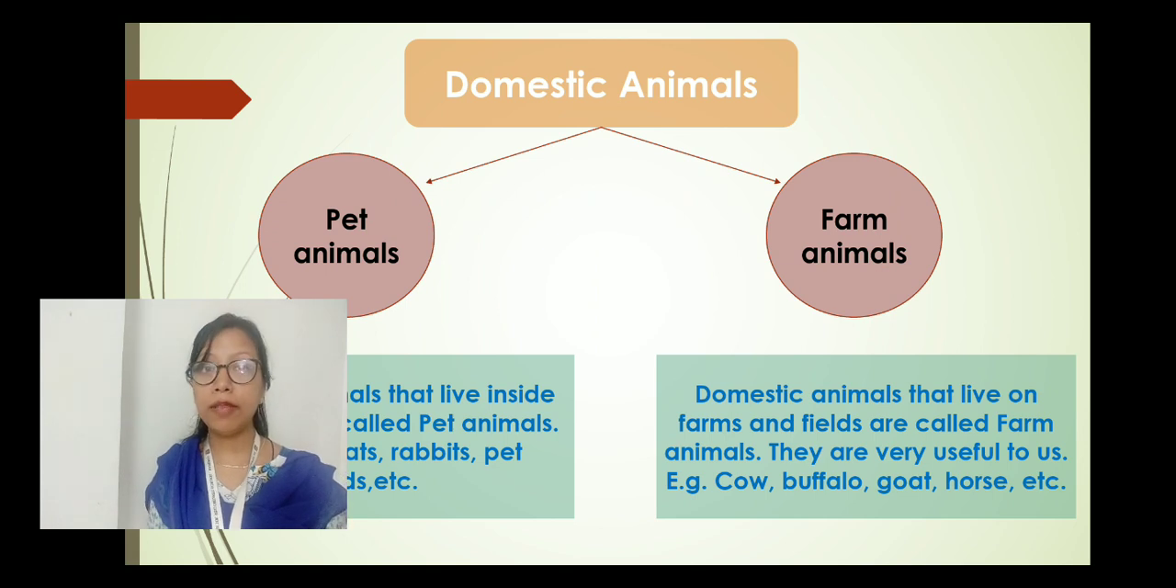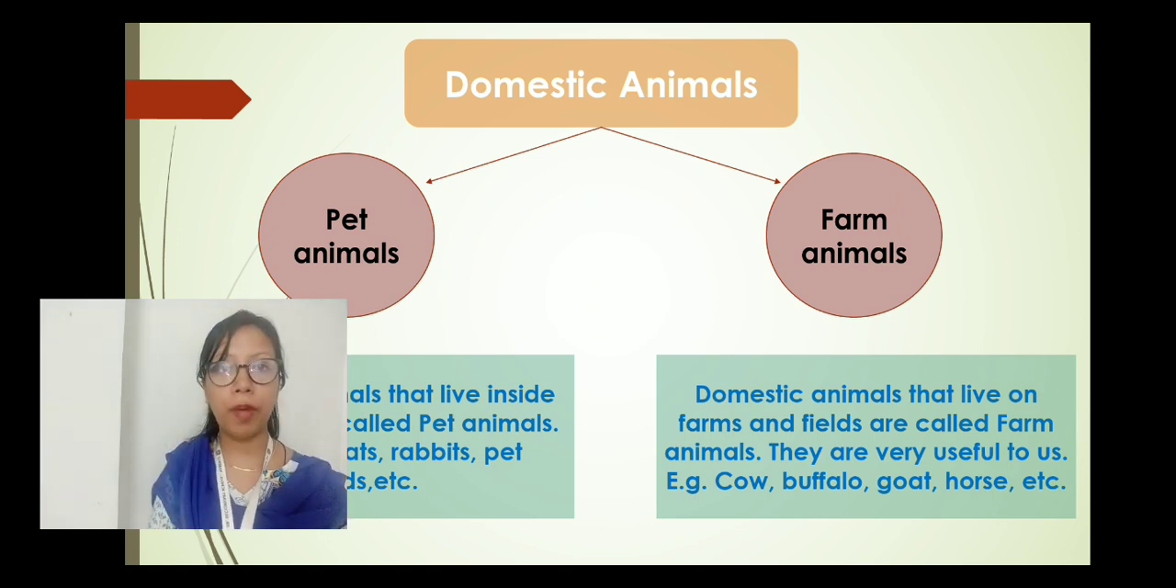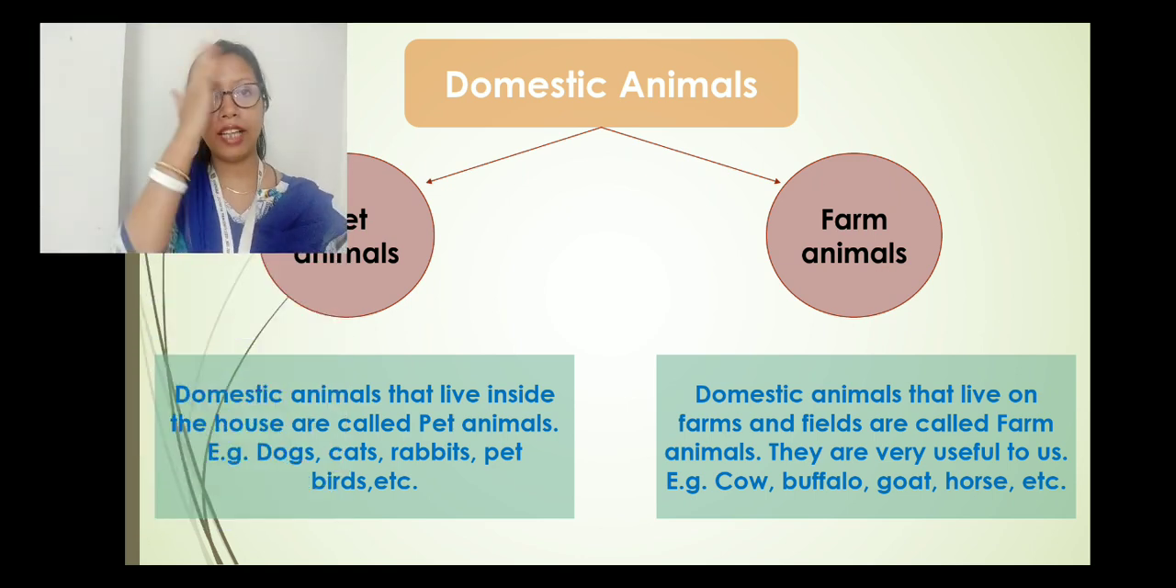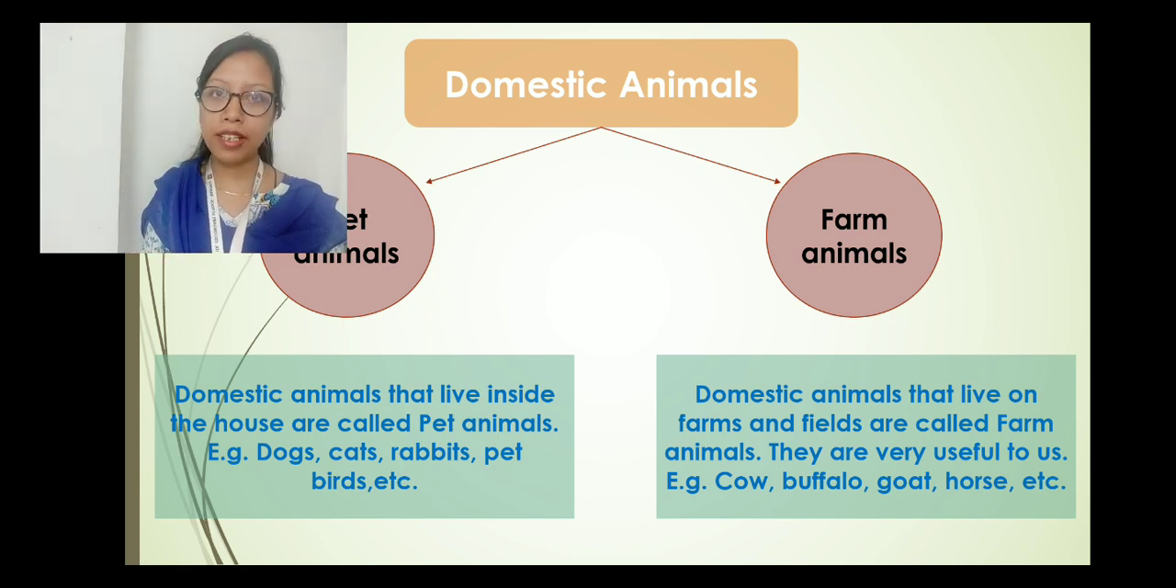The domestic animals have been divided into two parts. Number one is the pet animals and number two is the farm animals. Now you have to remember that domestic animals have been divided into two parts, pet animals and farm animals. Now what are pet animals? Domestic animals that live inside the house are called pet animals. For example, dogs, cats, rabbits, pet birds, etc.